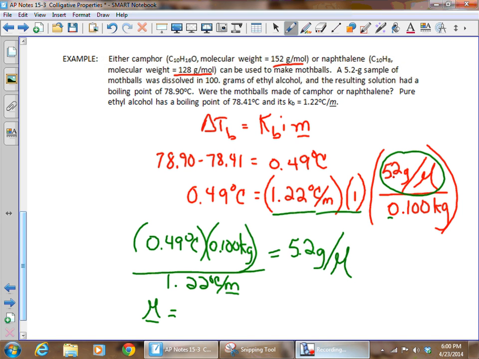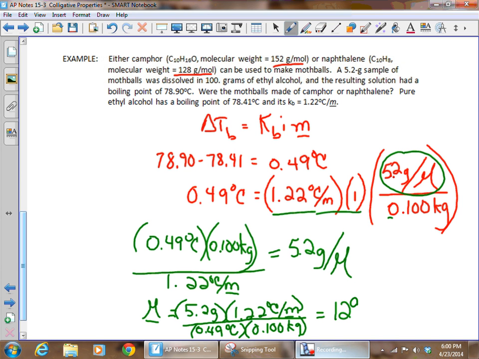So solving for molar mass, we would get 5.2 grams times 1.22 degrees Celsius per mole, and that's going to be divided by 0.49 degrees Celsius, and also divided by 0.100 kilograms, which will give us a value of 129 grams per mole. With that information, we look back at our original molecular weights, and we see that camphor was 152 grams per mole, whereas naphthalene was 128 grams per mole. Looks like this is naphthalene.